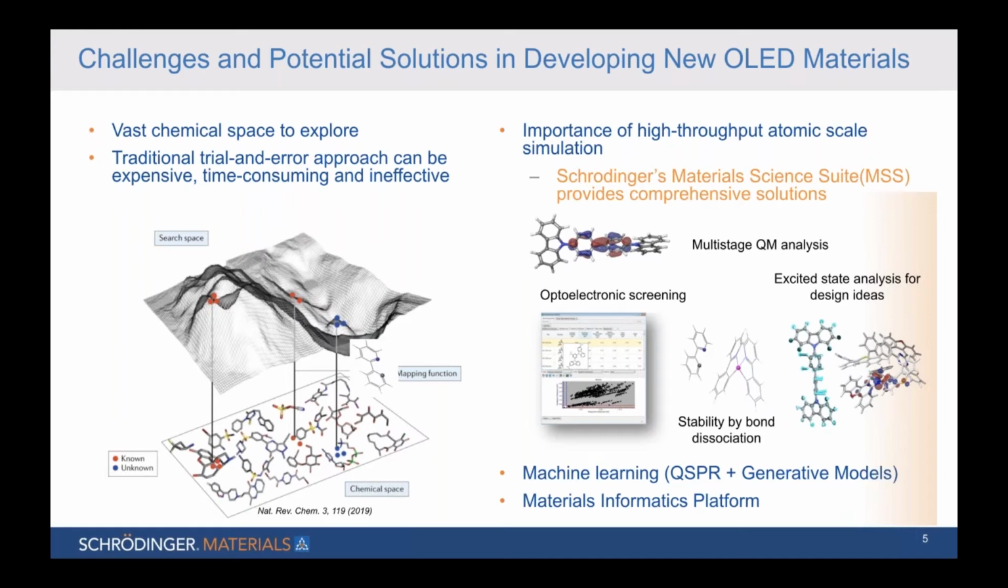But with machine learning, for example, both the supervised QSPR type of machine learning models or more advanced generative machine learning models, these will also help a great deal to design new OLED material. And once you put the physics-based simulation and machine learning on the material informatics platform, we can make the whole discovery process smooth and effective.